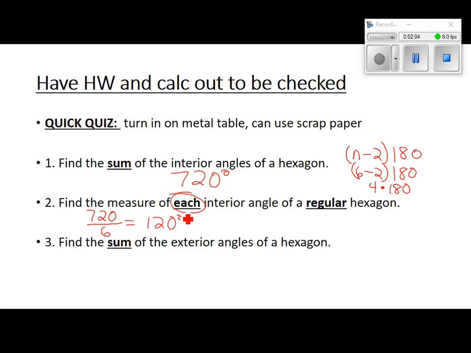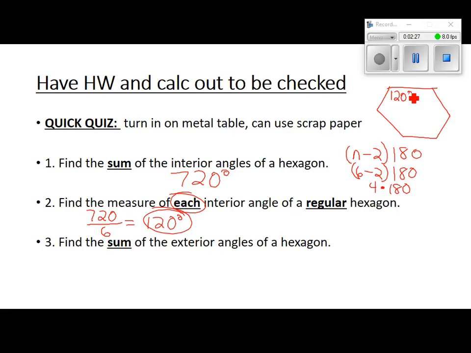So if we draw a regular hexagon, that means a hexagon where all the sides and all the angles are the same, then what do we know about that angle right there? It's 120 degrees. Every angle in that regular hexagon is 120 degrees.